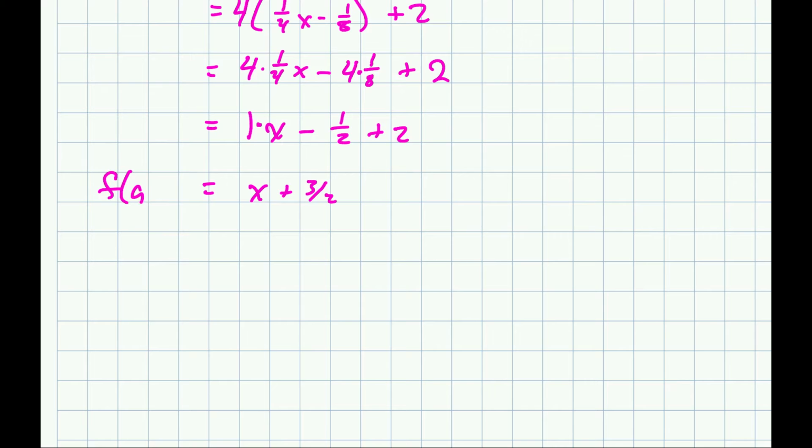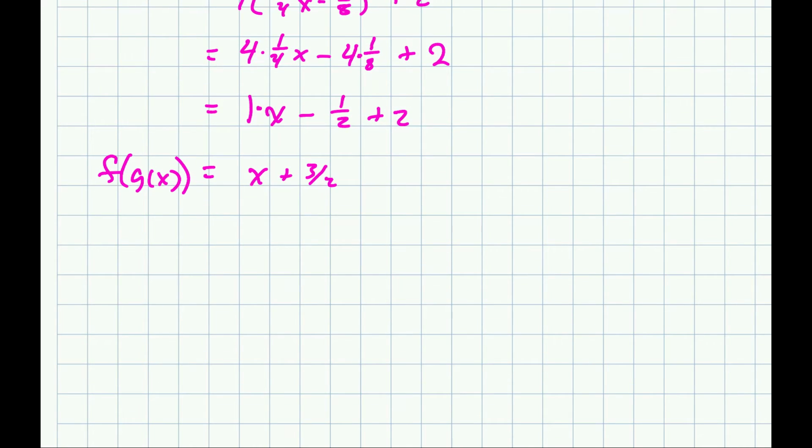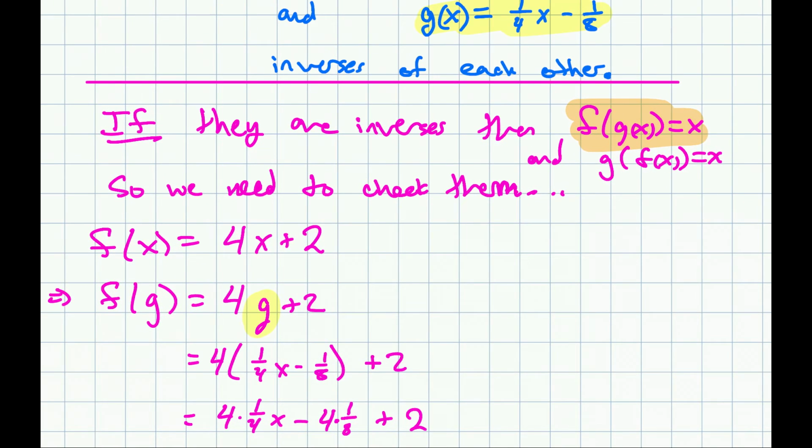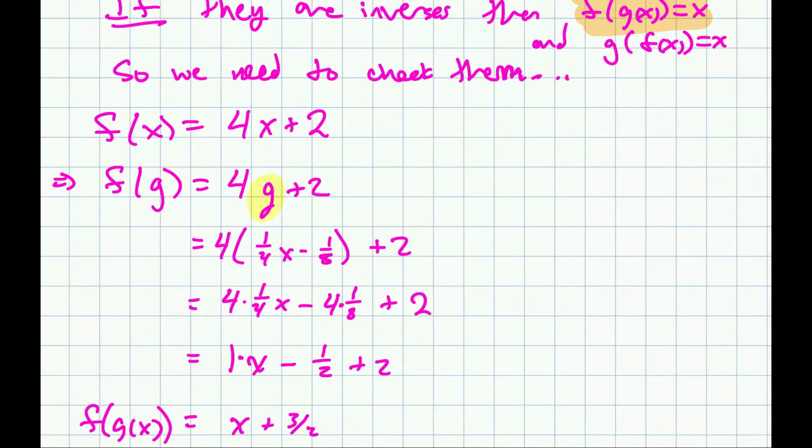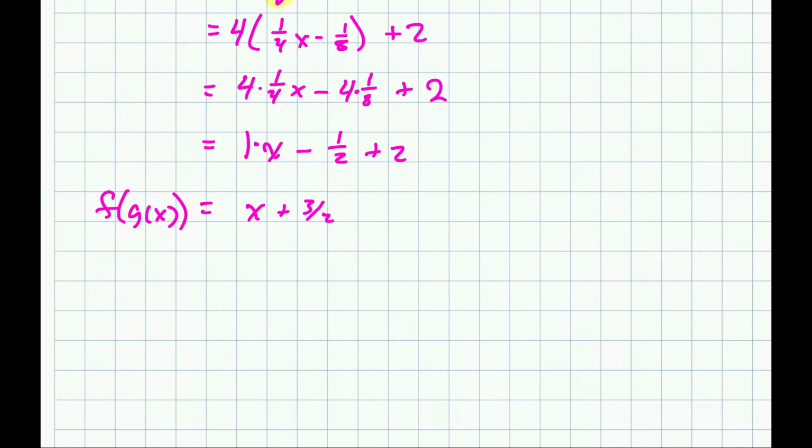Great, so this is what f of g of x is. I was trying to make it just x, but I didn't. I ended up with x plus 3/2, right? So f of g of x is x plus 3/2. It is not x. So since this is not x, we know that f and g can't be inverses.